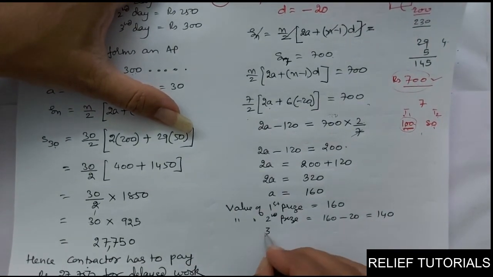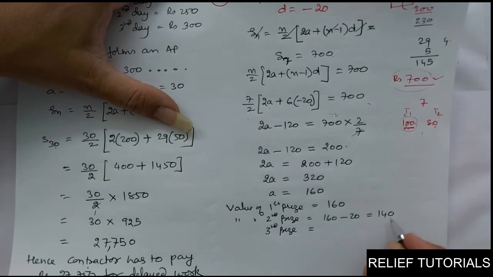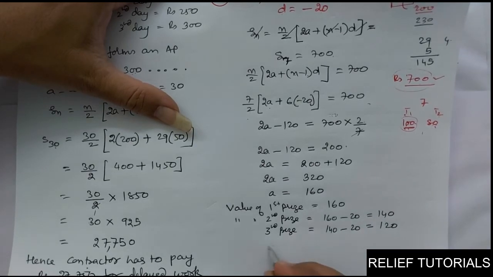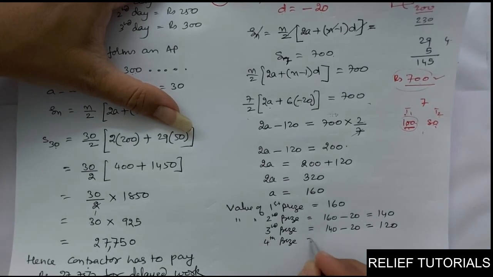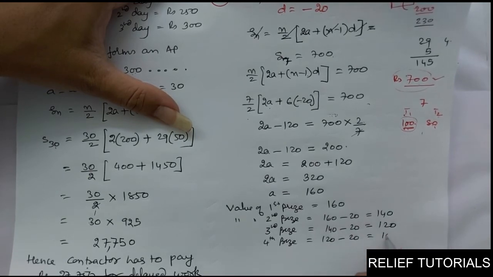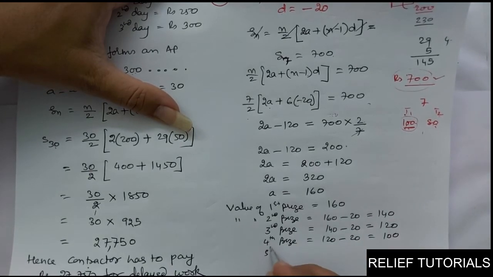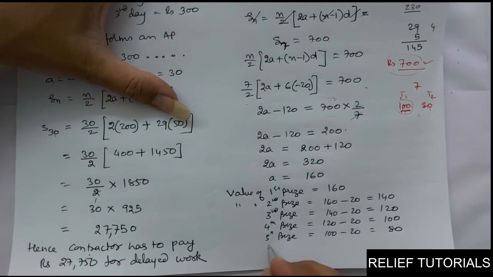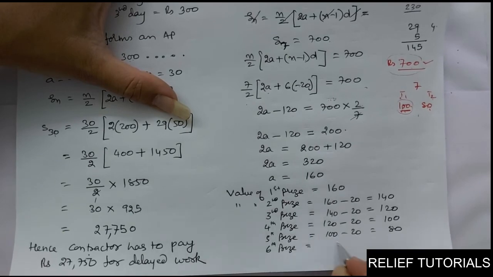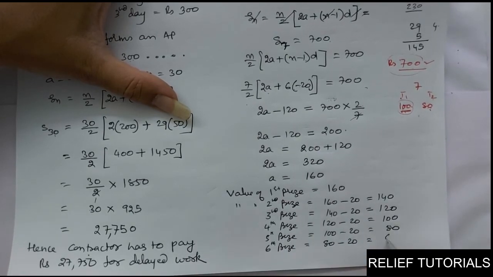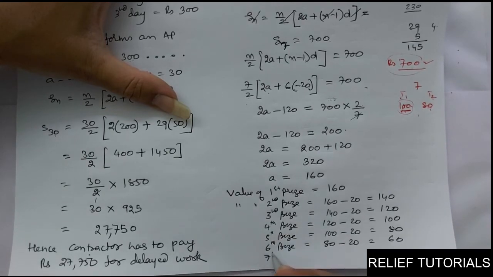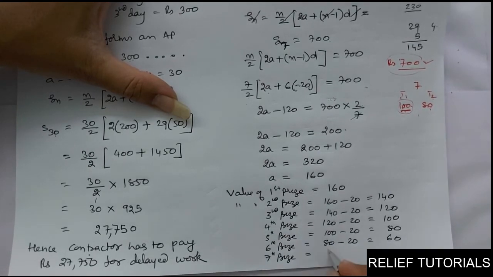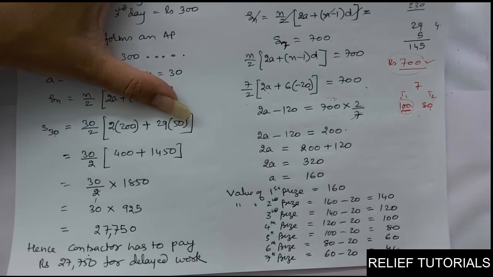Clear? Now the third price, 140 minus 20, so that is equal to 120. Fourth price, 120 minus 20, that is equal to 100. Fifth price, 100 minus 20, that is equal to 80. Sixth price, 80 minus 20 is equal to 60. Seventh price, 60 minus 20 is equal to 40.